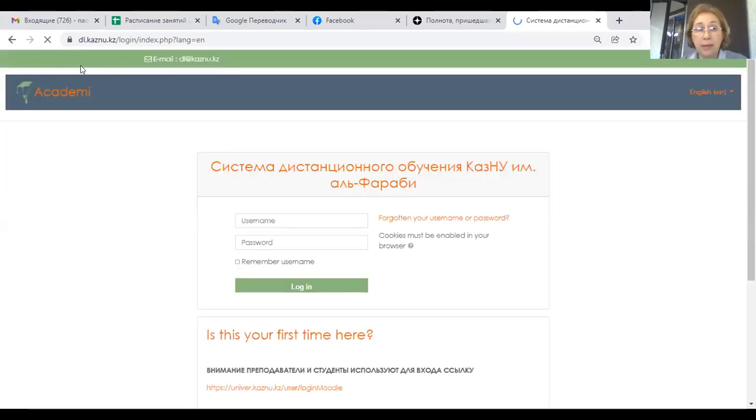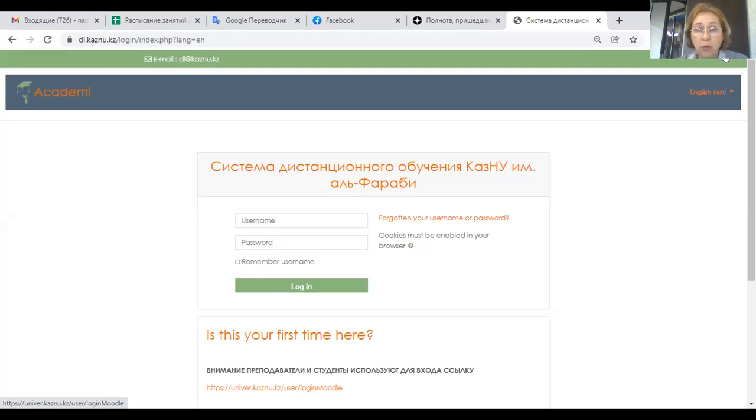So this is the site address, dl.kaznu.kz, and you should just log in here, but you shouldn't log in in these boxes like username and password. You should go to "enter to the system," which is given in the right upper corner of the page.